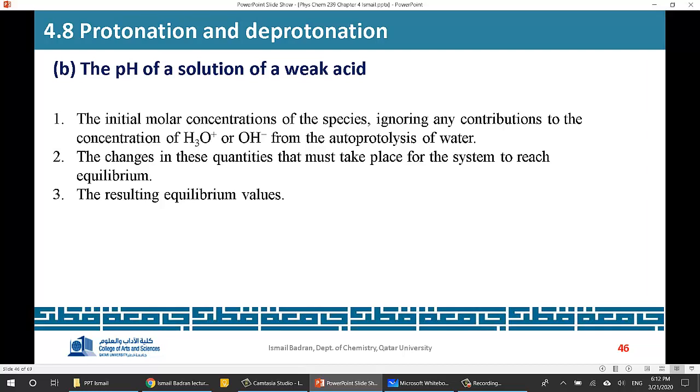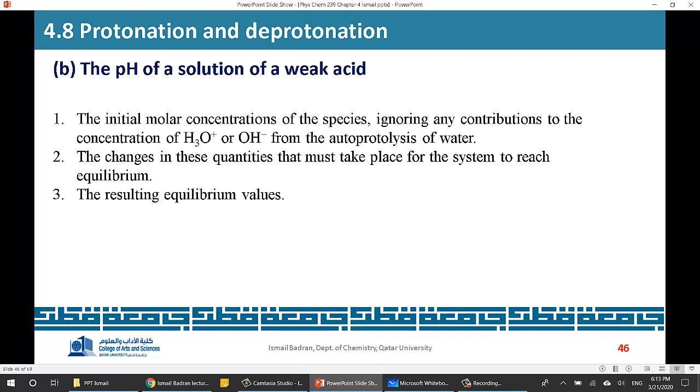So how to calculate the pH of a weak acid? As I said, the calculation of the pH of a weak acid is not straightforward. For a strong acid, it's easy. For example, if you have a 0.1 molar HCl, the HCl will completely dissociate into H plus and Cl minus, and therefore the concentration of the H plus in the solution is equal to the initial concentration of the HCl. In that case, it's 0.1 molar. So if you calculate the pH for that, and I think we have done it last time, you will find the pH is equal to 1.